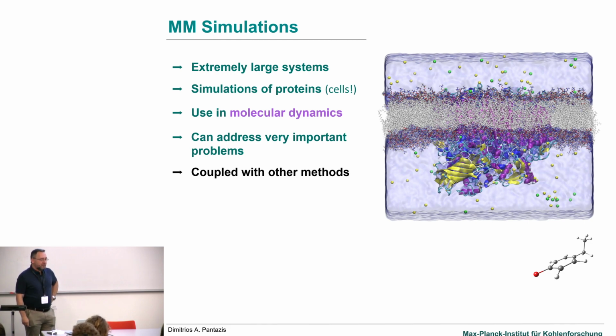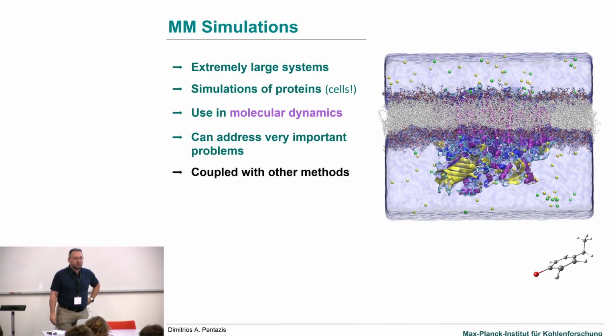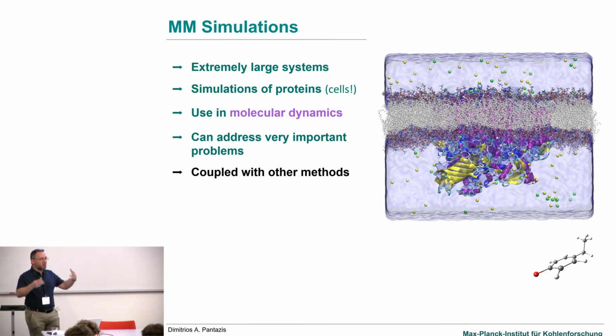What we can do with molecular mechanics is treat extremely large systems, and they scale extraordinarily well, and we can represent big molecules like proteins, and we can do simulations that are completely crazy, like whole cells, and so on. And we can use them in molecular dynamics, so we can introduce some temperature in the system, some forces, and we can do simulations that are really, really useful for large-scale questions, particularly. So we can address very important problems.